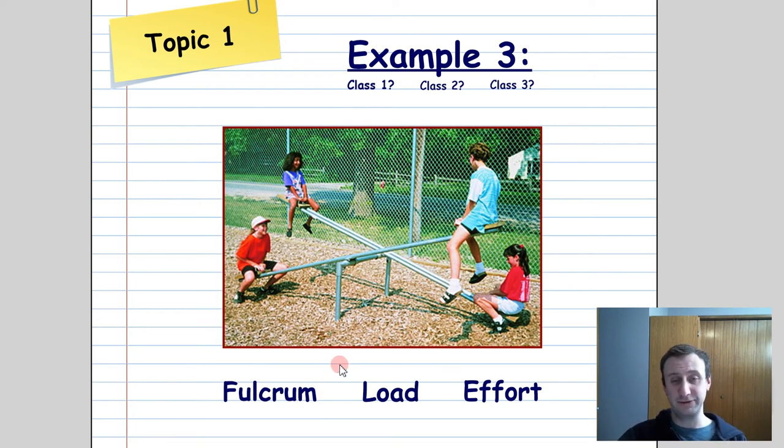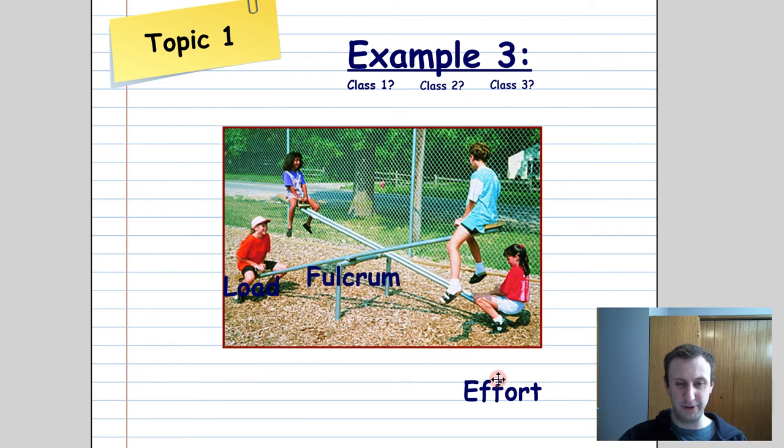And the answer is it's first class because, and let's talk about it as this person right here is the load. This is the fulcrum in the middle. And then this person is the effort as they push back down, I guess. I don't know, confusing, but you get the idea. Essentially, the load is at the end, so first class, right? First class because of where the load is.